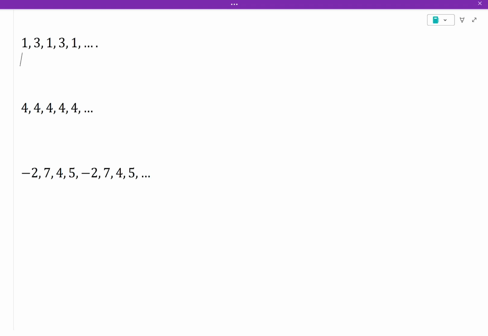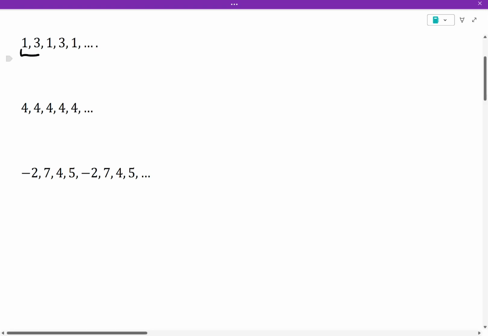In this video, I'm going to look at what it means for a sequence to be periodic. So you can see some examples of a periodic sequence here. If we have a look at our first one, another word that you could use for periodic is repeating, because you can clearly see it repeats 1, 3, 1, 3, 1, 3, 1, 3, and so on. So it repeats every 2 terms.